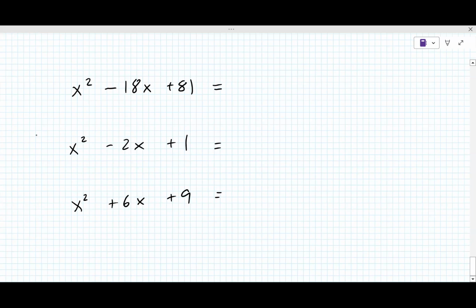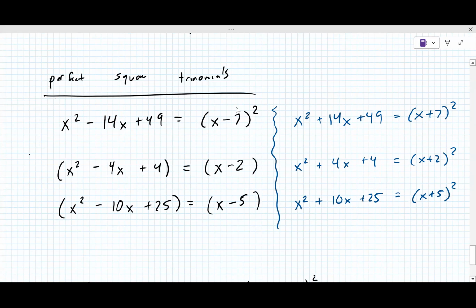So for the first one, x squared minus 18x plus 81, we would use 9. Tell me what goes in parentheses in each of these. X plus 9 and x minus 9. Okay, let's go back and look here. Notice we only had one thing in parentheses. Oh yeah, so it would be x minus 9. Yes.